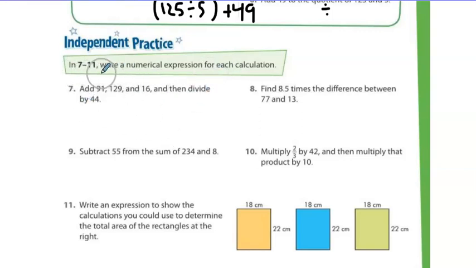Also, just a reminder, you're just writing the numerical expression. You don't necessarily have to calculate it. You're only writing it out. This is not necessarily a time that you have to actually solve it. You are just writing it out based off of the word form.